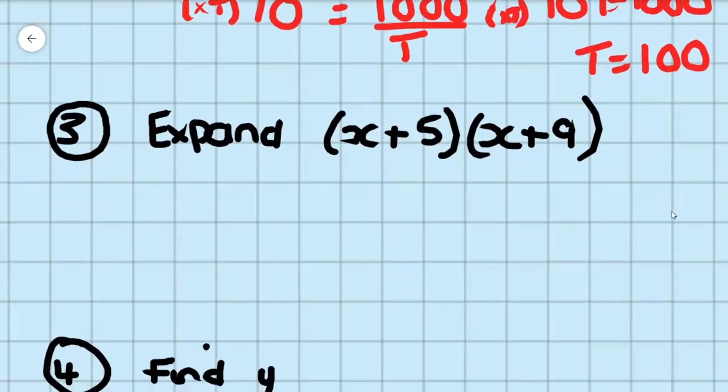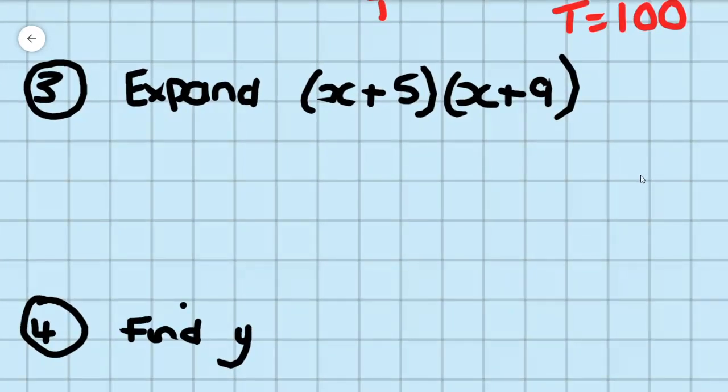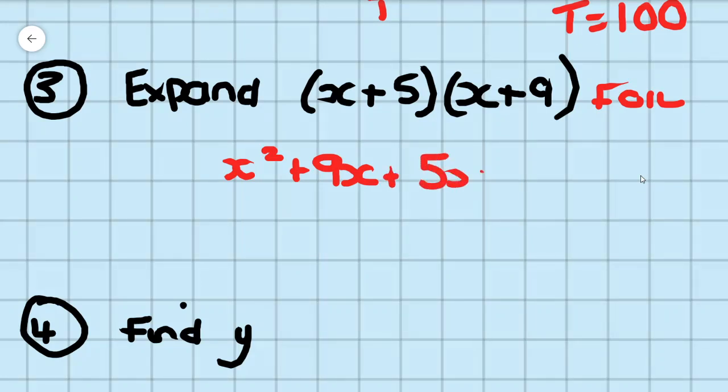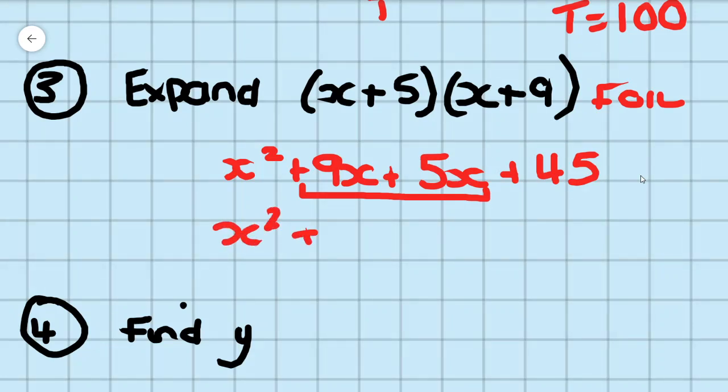Okay, then I've got expanding brackets. Again, we've done loads of these ones before. And we use the method FOIL. So first, x times x is x squared. Then we did the outside. So I've got x times 9 is plus 9x. Inside, plus 5 lots of x, 5x. And the last in each, 5 times 9 is 45. We're just going to collect these like terms here. So that's x squared plus 14x plus 45 for that one.